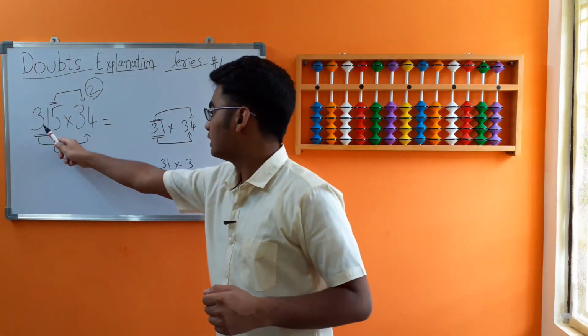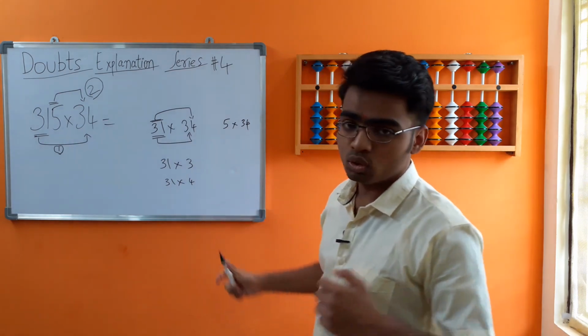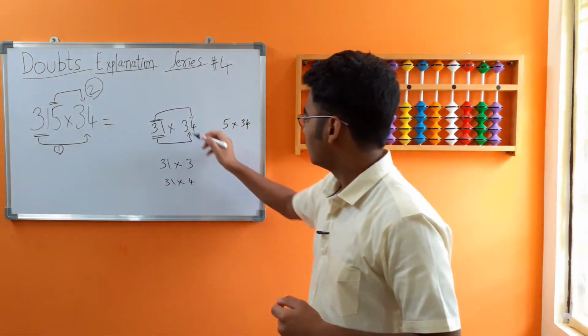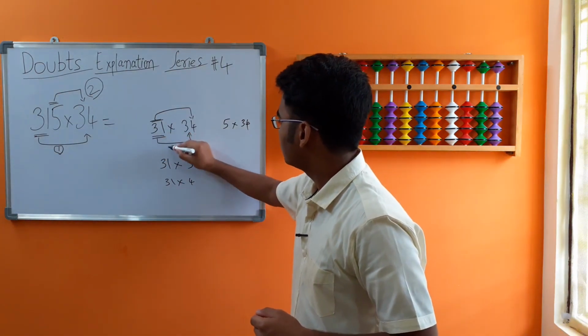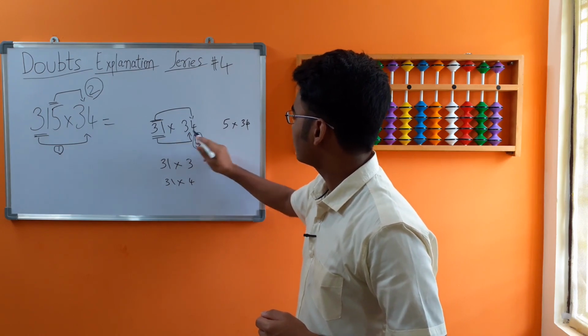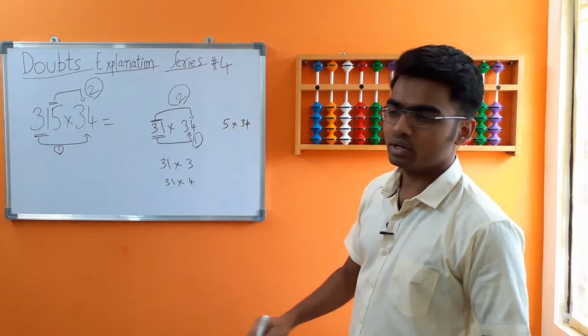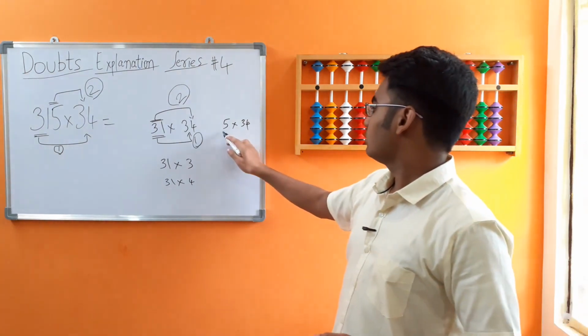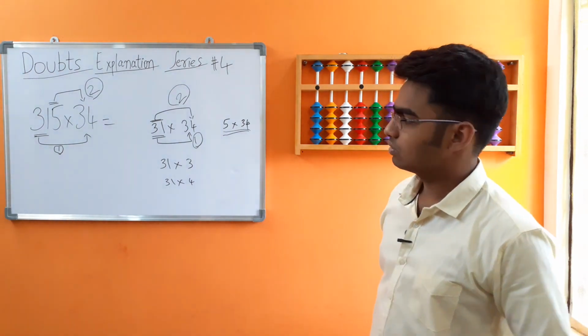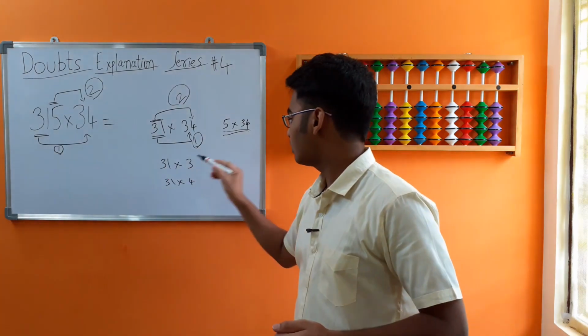So again 31 into 34 can be broken down into two parts. 31 into 3 is going to be our first part. 31 into 4 is going to be our second part. This is going to be the final thing, 5 into 34. Let's start with 31 into 3 first.